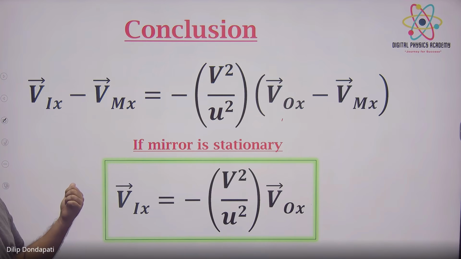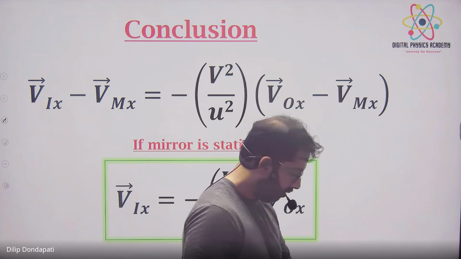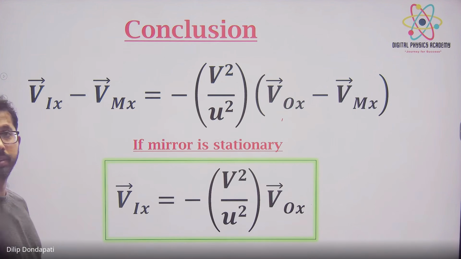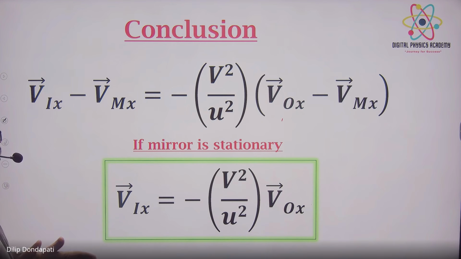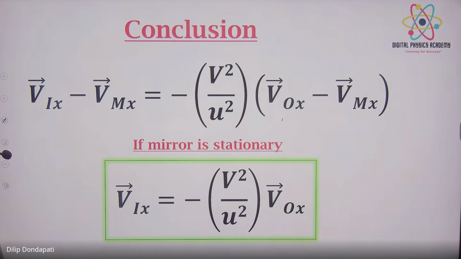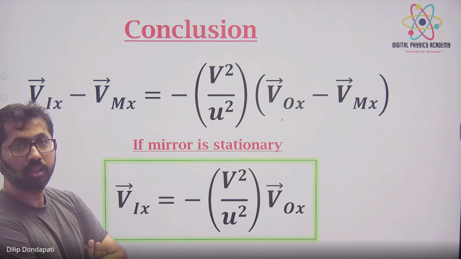Former sheet में भी डाल दिया है सब कुछ. तो formula बैठ करो. When the object is moving along the principal axis, then velocity of image with respect to mirror is given by, and v and u, right? V is the image distance, u is the object distance.